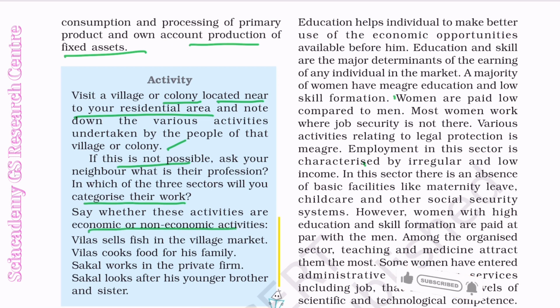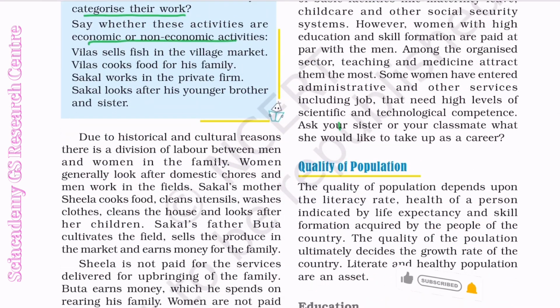Vilas sells fish in the village market. Vilas cooks food for his family. Sakal works in the private farm. Sakal looks after his younger brother and sister. Due to historical and cultural reasons, there is a division of labor between men and women in the family. Women generally look after domestic chores and men work in the fields.